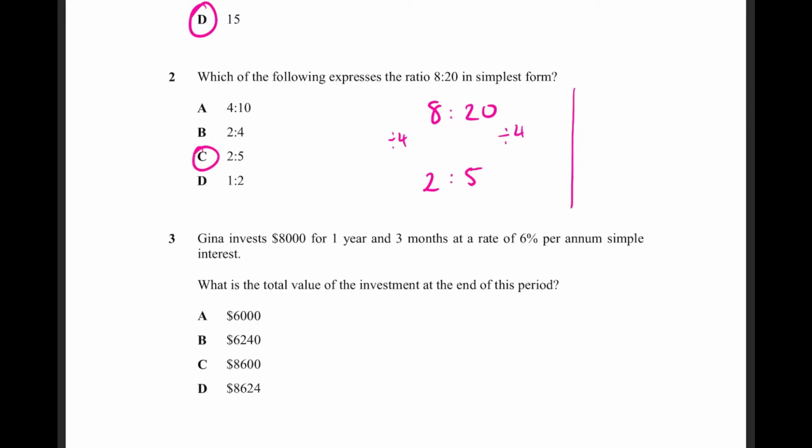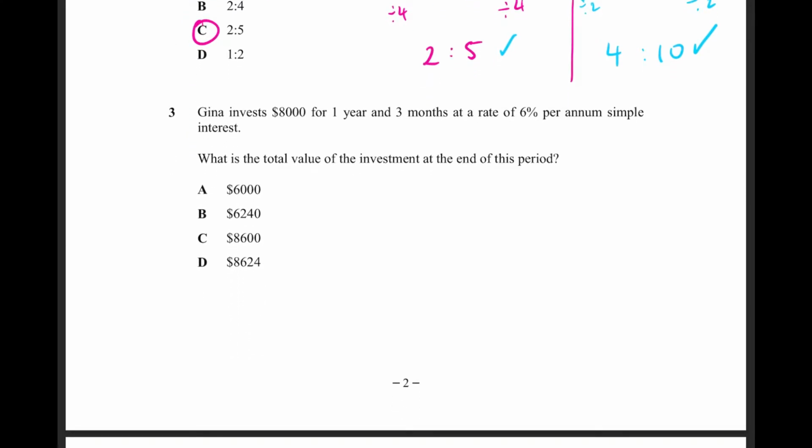Now you may have found yourself, if you had recognized that 2 goes into both numbers, that's also correct. So if you divided both sides by 2, you would get 4 to 10, which is actually an option. Now 4 to 10 is correct. 2 to 5 is correct. But what we want is the simplest form. And so that's why part A is not correct. And it's 2 to 5.